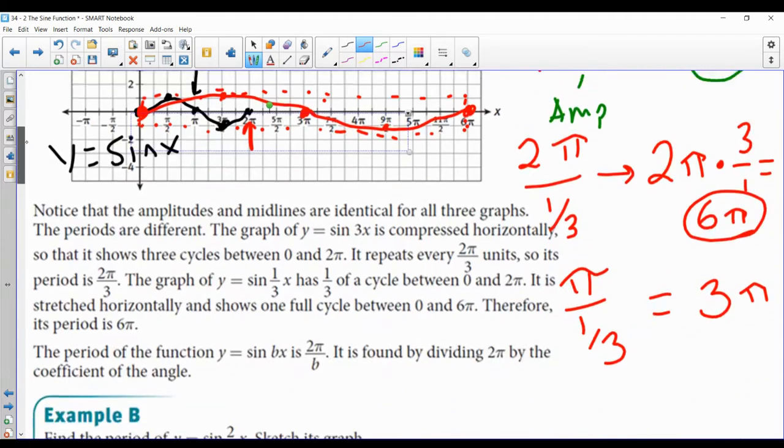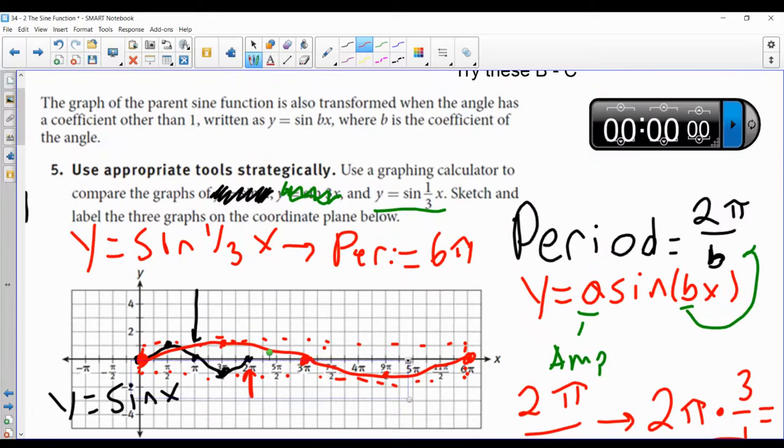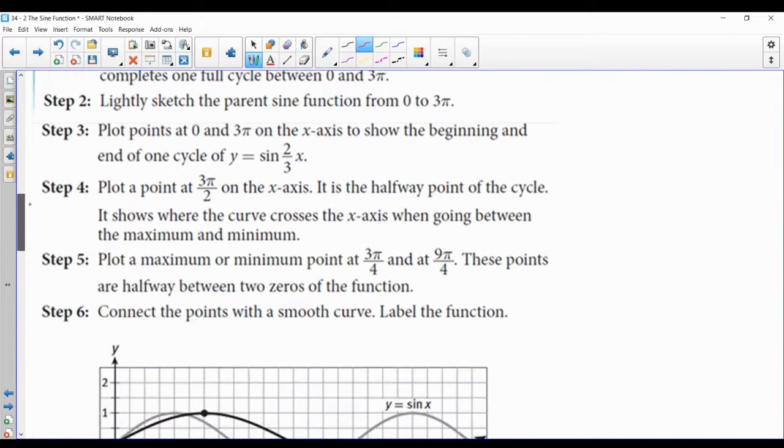Now, this is kind of a simple process, right? The big equation that we have to remember here is this: 2 pi over b is going to give me my period. And from there, we can help find a lot of different values.